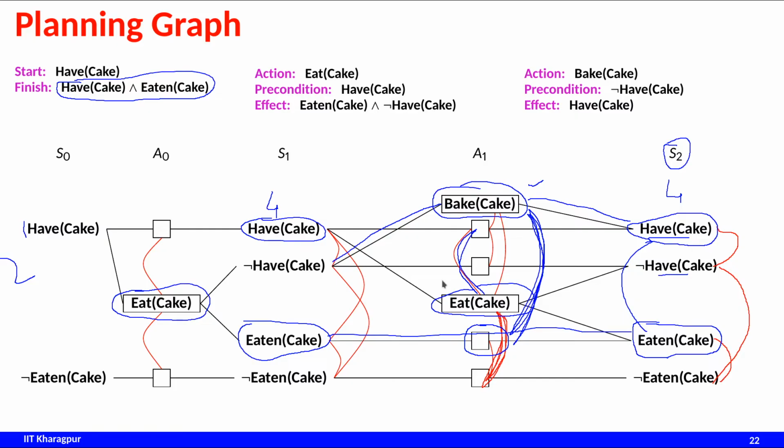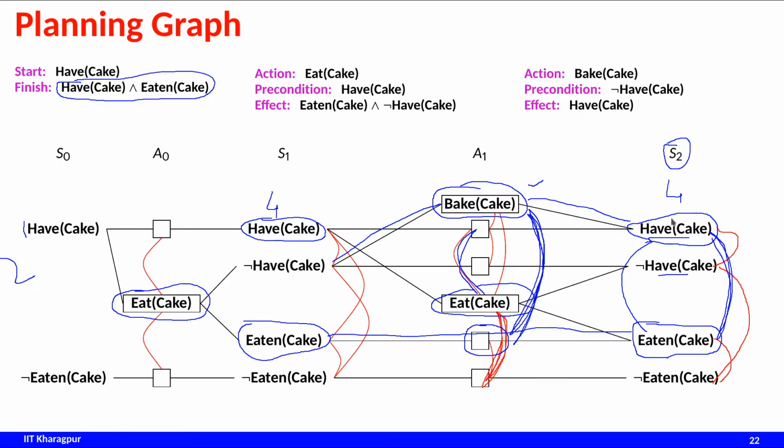For a problem, what we would like to do is start with the set of literals, apply the actions, generate the next set of literals, and from the next set of literals apply the actions and generate the next set of literals, and so on and so forth. And at every level we maintain the mutual exclusion relations. Once we reach a situation where we achieve non-mutex literals that represent the goal state, we try to figure out whether a solution exists or not.